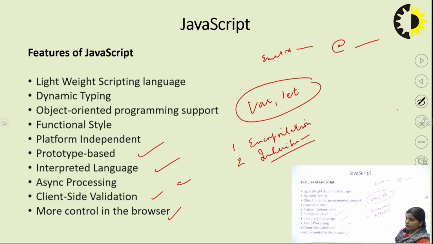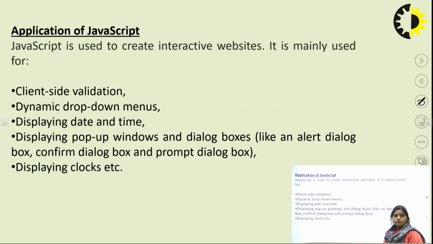These are some of the features of JavaScript which I have discussed here. Now we will discuss some applications of JavaScript. Basically, the JavaScript language is used to create interactive websites. Mainly it is used for, first, what I discussed just now, client-side validation. It is used for client-side validation. The second one is dynamic drop-down menus.